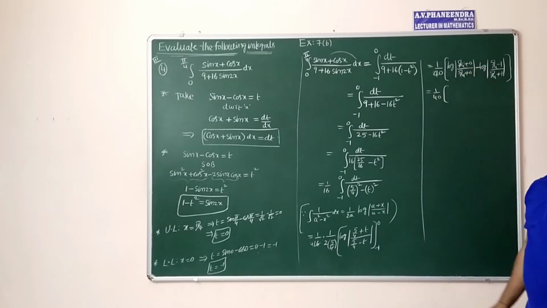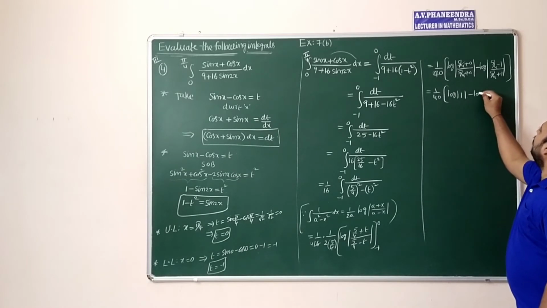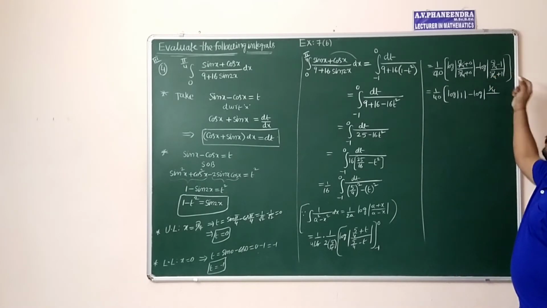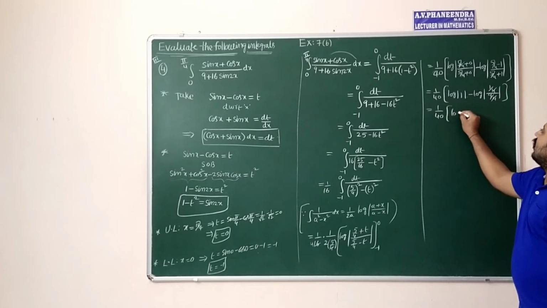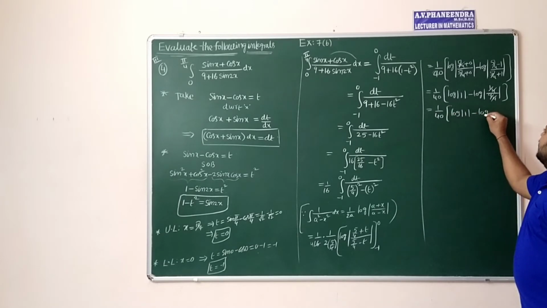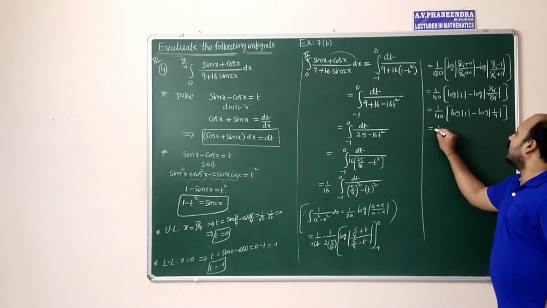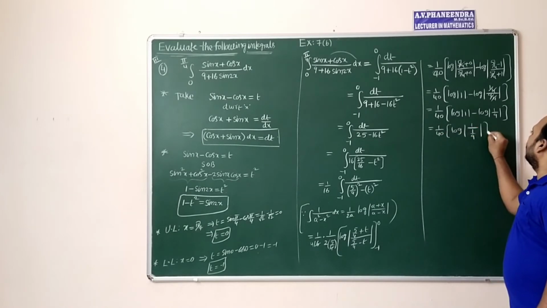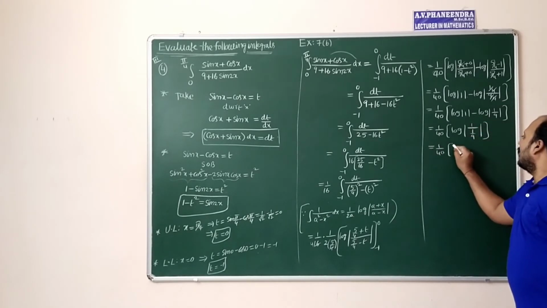5 by 4 get cancelled, log 1 minus log of 5 by 4 minus 1 is 1 by 4 divided by 5 by 4 plus 1 is 9 by 4. 4 get cancelled. 1 by 40 log 1 minus log 1 by 9. Log a minus log b is log a by b, which is equal to 1 by 40 log 1 by 1 by 9. Denominator to denominator it will become a numerator. So 1 by 40 log 9.